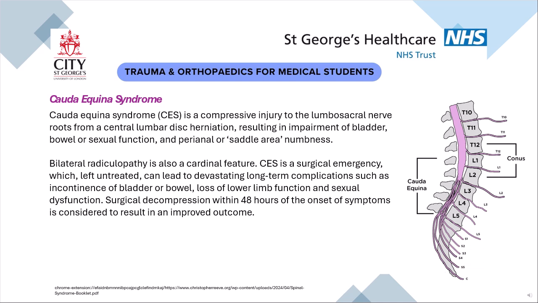As we mentioned, cauda equina syndrome is covered in more detail in the emergencies lecture, and I'd refer you back to that one. But essentially, it's a compressive injury to the lumbosacral nerve roots from a central disc herniation, and you get impairment of the bladder, bowel or sexual function and perianal or saddle area numbness. There often is also bilateral radiculopathy, whether this is bilateral sciatica or other is variable. This is a surgical emergency. It needs urgent investigation and urgent management. If it's left, you get permanent nerve damage, which can mean permanent bladder or bowel dysfunction. So really, if you suspect it, they need an urgent referral to accident and emergency. And if you're in hospital, it needs urgent imaging and urgent surgical opinion.